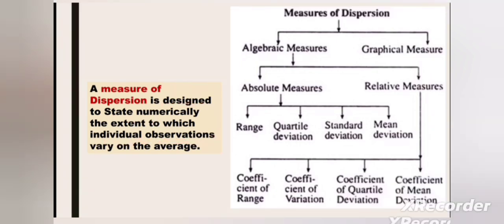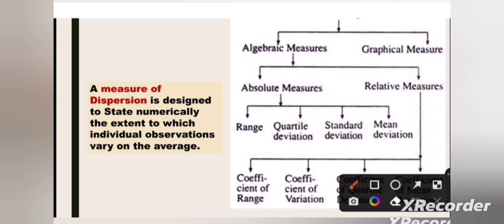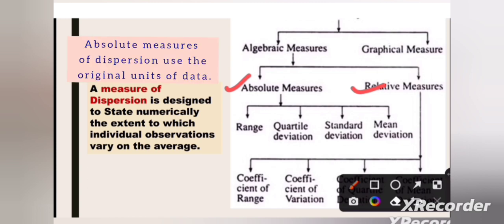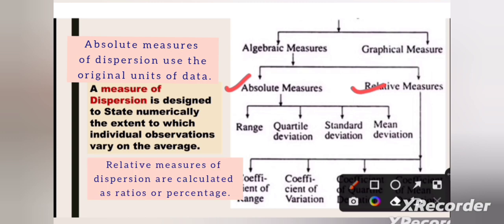Measures of dispersion are classified as absolute measures and relative measures. Absolute measures of dispersion are those which are expressed in the same statistical unit in which the original data is given, whereas the relative measure of dispersion is the ratio of a measure of absolute dispersion to an appropriate measure of central value, and it is expressed as a pure number.